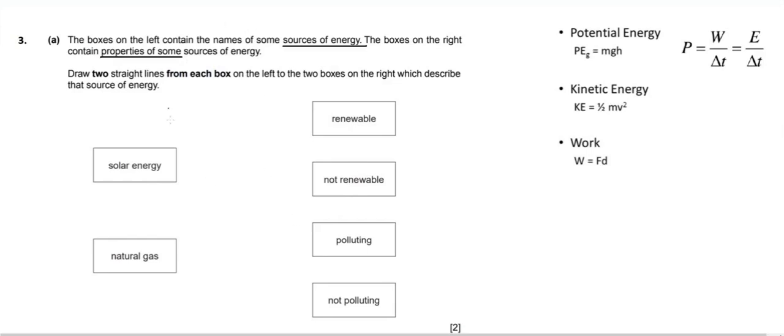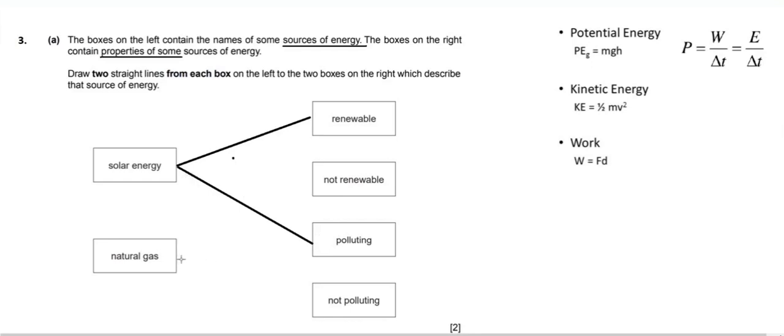draw the lines here. Here solar energy is here, natural gas is there, and you can see the properties given: renewable, non-renewable, polluting, and non-polluting. We know solar energy, we have seen, is a renewable kind of energy. That is the first thing we saw before, and the second thing we saw is that it is basically polluting, because it contains toxic materials. That is the polluting part of solar energy.